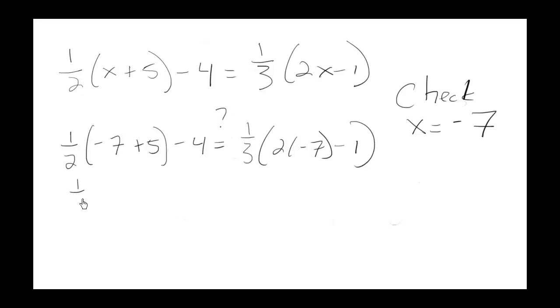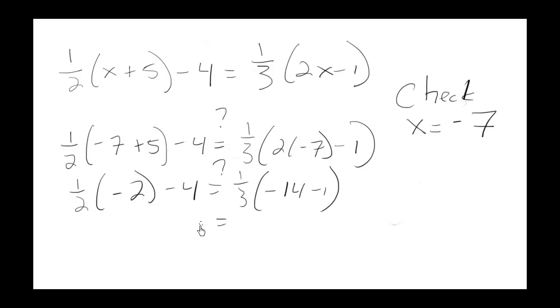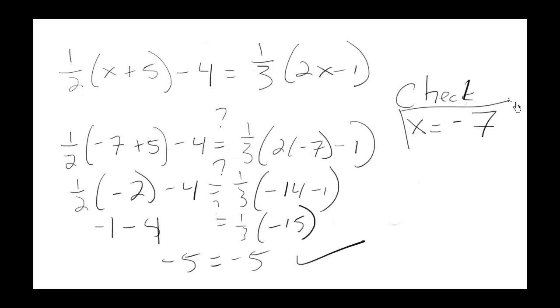So let's see, 1/2, this is minus 2, minus 4. I'm wondering if that's equal to 1/3. Multiply first, this is going to be minus 14 minus 1. 1/2 times minus 2 is minus 1 minus 4. 1/3 is going to be minus 15. And here I get minus 5 is equal to 1/3 times minus 15 is minus 5. It works. And we know we got it right.